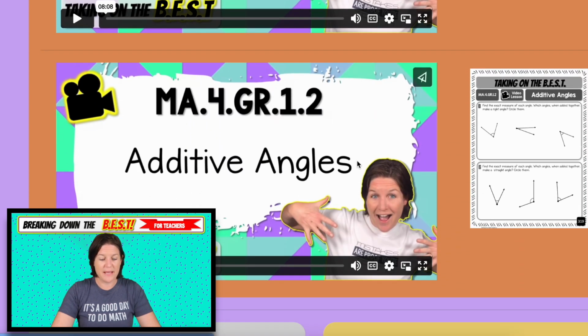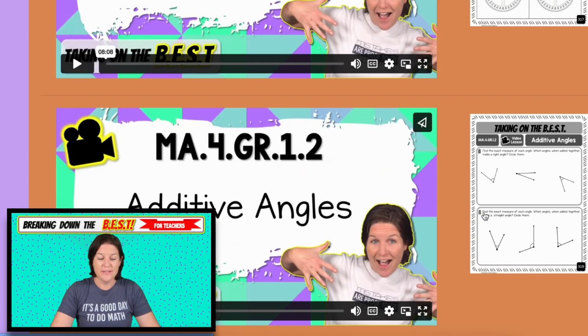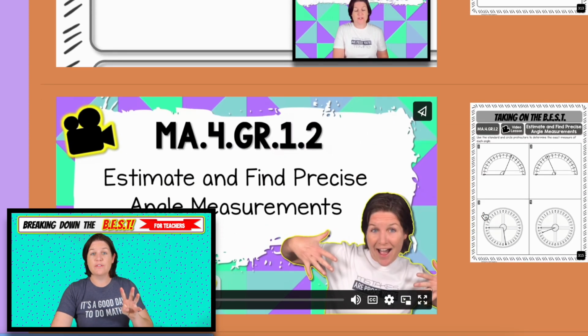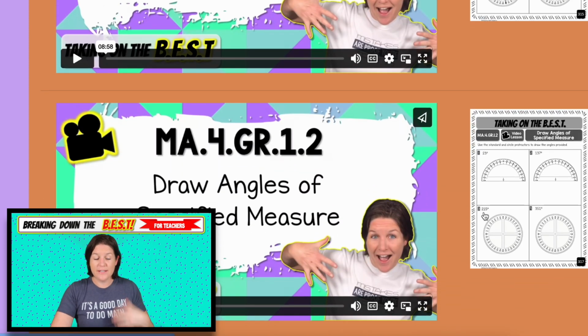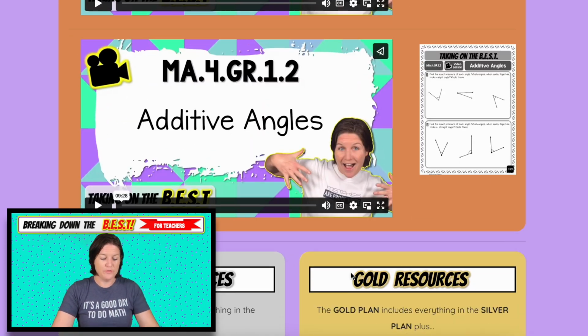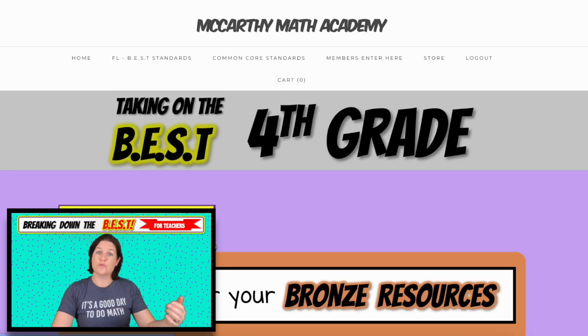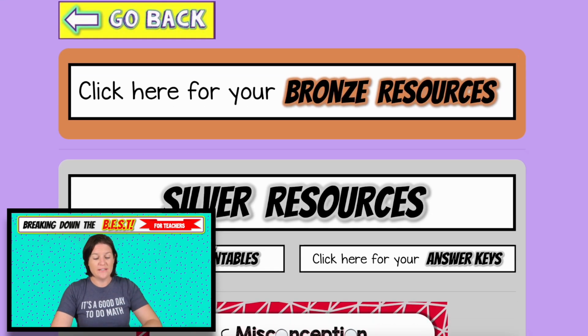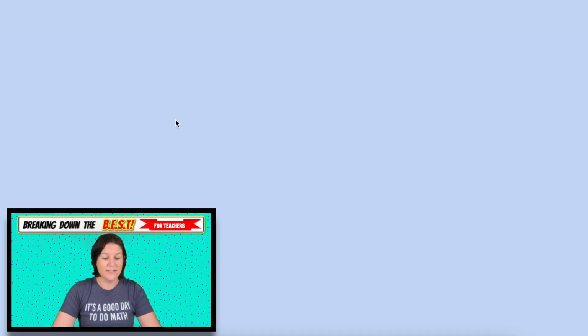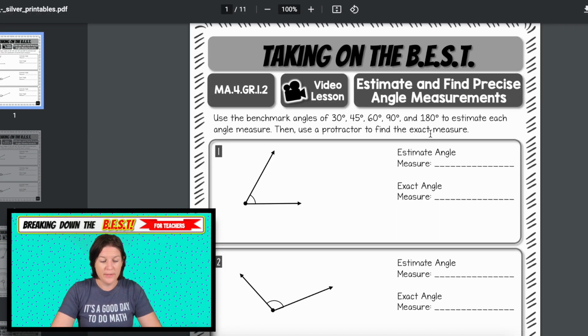And finally, we've got some additive angles, kind of like that challenging one, where we need to find all of the angle measures and then see which ones add up to a right angle, and then the next one I believe is a straight angle. Okay, so for this standard you have 4 different video lessons to make it fun and to make it click. If you have the silver plan, you have access to even more extra practice, so students will be able to watch the video lessons and then get their extra practice in to master this skill.